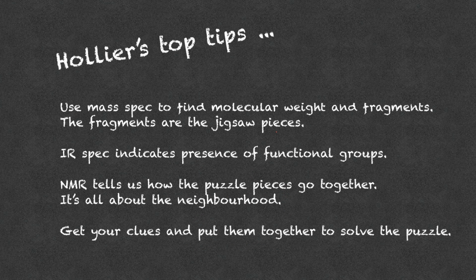Hollier's top tips. We're using the mass spec to find the jigsaw pieces to make up the puzzle. We're looking at the overall molecular mass and the molecular mass of the fragments that are created by mass spec. We use our IR spec to indicate the presence of particular functional groups. Our NMR tells us how the puzzle pieces go together. It's telling us what the neighbourhood's like, how they are actually all going together in the pieces. And you get your clues and you put them together to solve the overall puzzle. All of those things work together hand in hand to give us the identification.